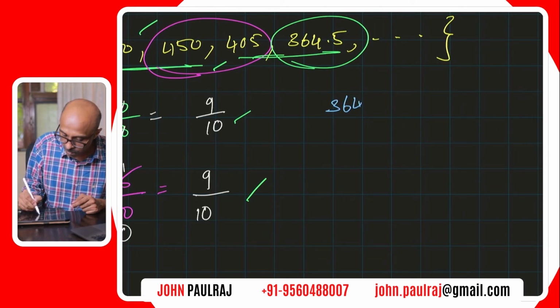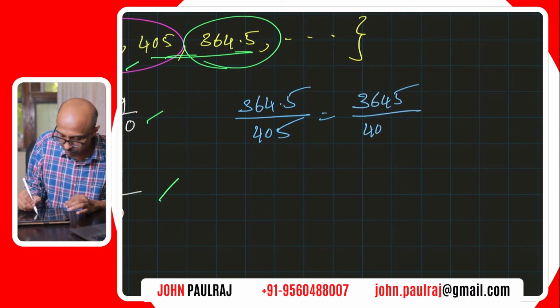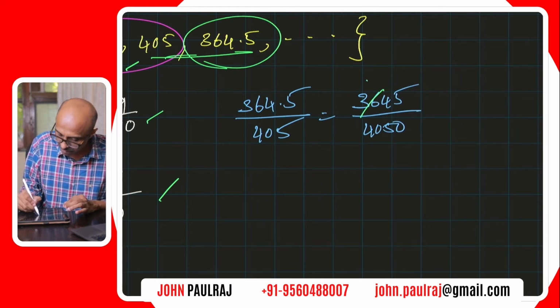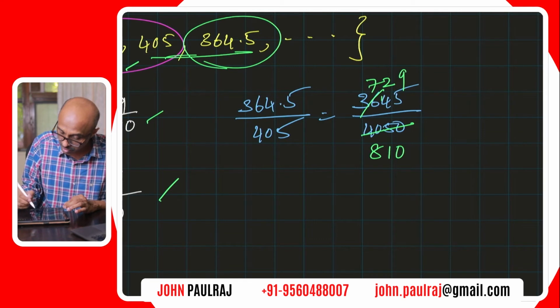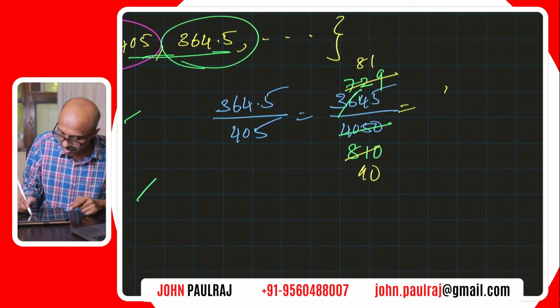Let's see, 364.5 over 405. The first thing I'll do is get rid of the decimal point in the numerator by multiplying numerator and denominator by a factor of 10. So I get 3645 divided by 4050. Let's see what happens when I divide by, let's say, 5. This should go by a factor of 9 as well, and this reduces to 9/10.